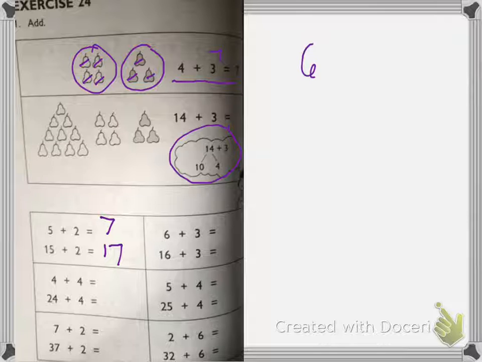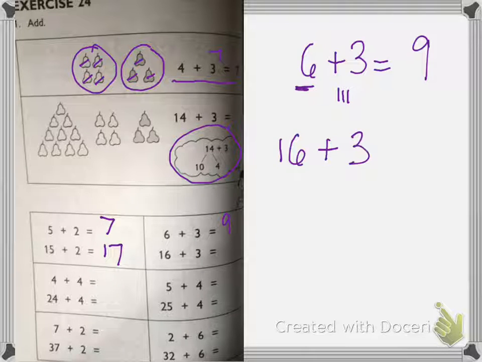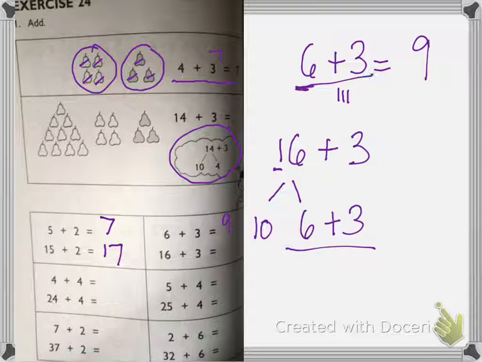Let's look at 6 plus 3. We start with our 6, 7, 8, 9. 6 plus 3 is 9. Put our 9 there. And then 16 plus 3. We're going to pull out our 10s. We have 1 10. And we have 6 plus 3. So we know that the 6 plus 3 is 9, but then we add our 10. 9 plus 10 is 19. So we put 19 right here.